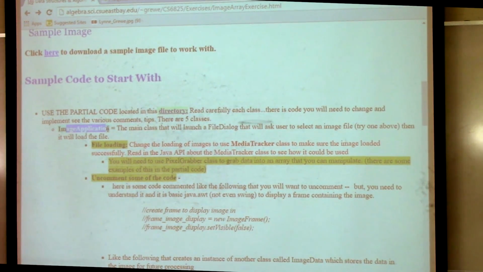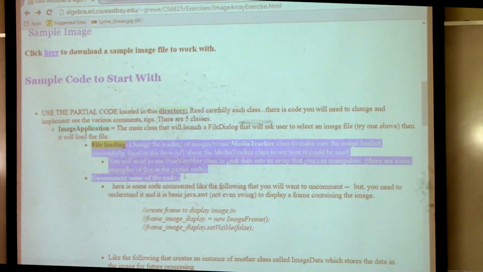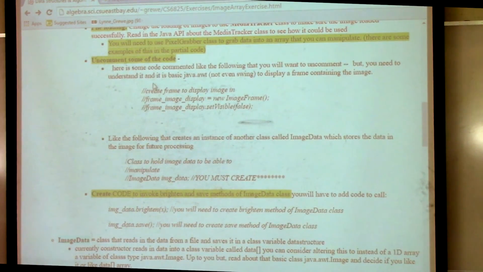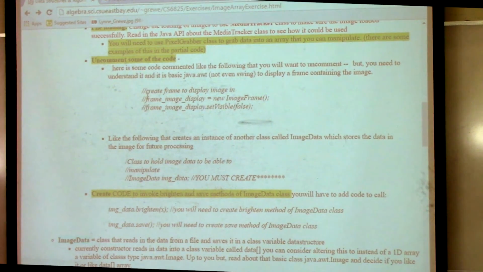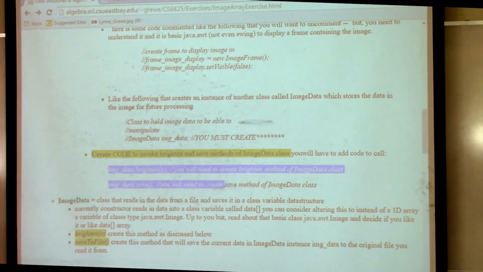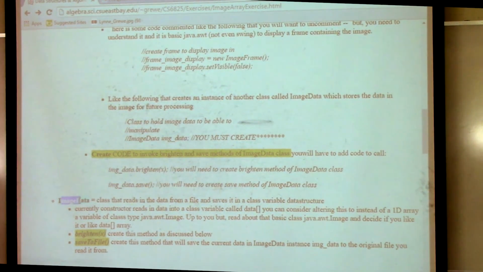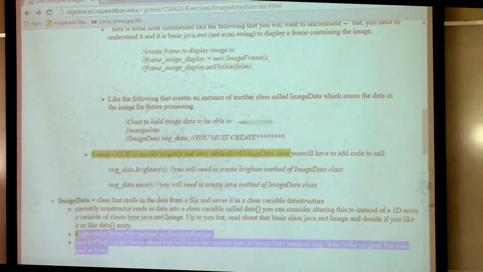What is image application? This is the main class that will launch the application. It'll launch a file dialog, that other class we saw, which basically asks the user which file do you want to load, right? Which image. You're going to open an image. Okay? I tell you how I want you to change this a little bit. There's some code that's commented that you have to uncomment. And then you have to create an instance of your image data class. And finally, you're going to add two methods in the image data class called brighten and save.